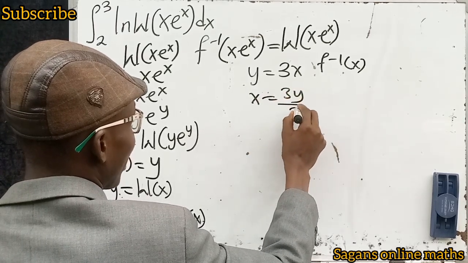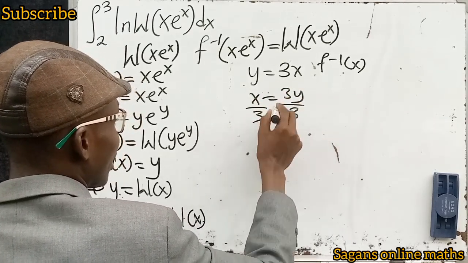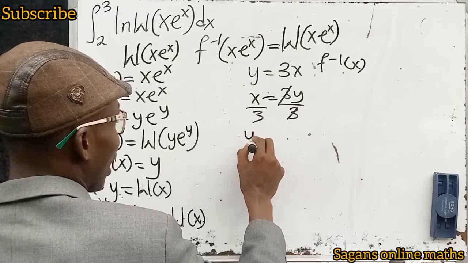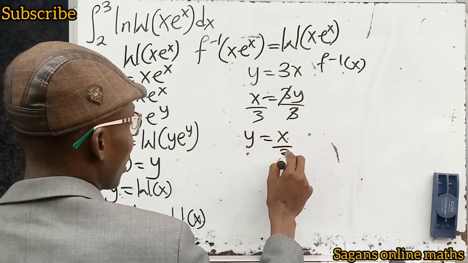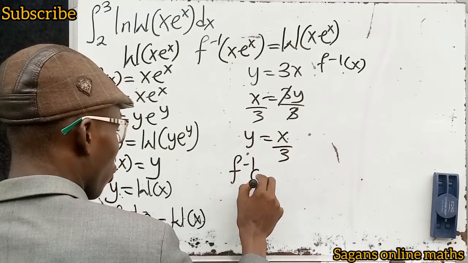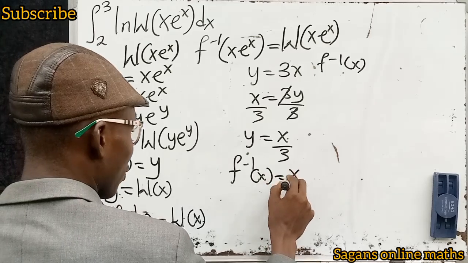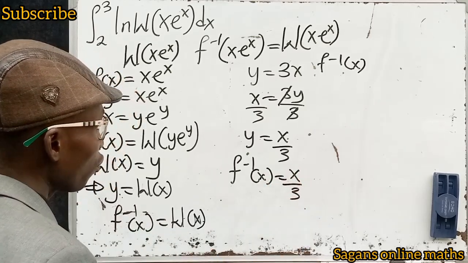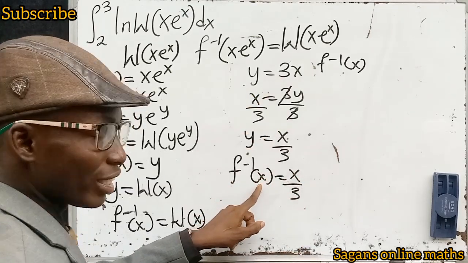3y. If we divide here by 3 and divide here by 3, the 3 will go out, and our y will be equal to s divided by 3. That means the inverse function of x is equal to x divided by 3. Now, what if we put the original function in this function? What will be the outcome?